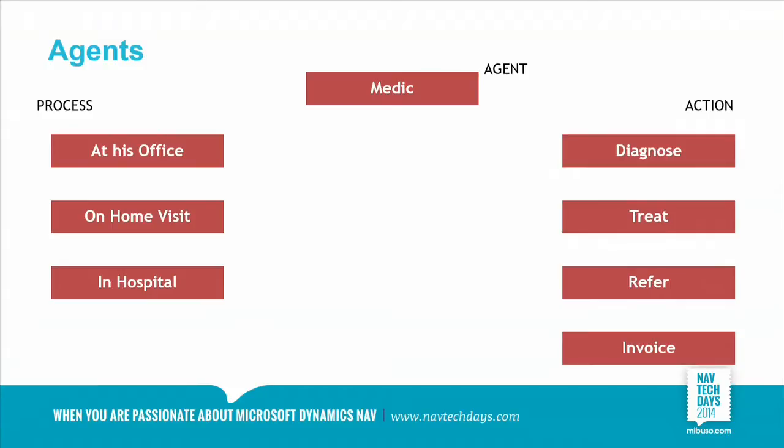If you think, I have prepared an example of a medic, and you may think of him as being a vendor, but just think of the business content first. You have a person, which I call an agent, and he has several actions that he does, and they are defined. A medic can diagnose, he can treat, he can refer you to a different medic, and he will also probably invoice you. And he does this in several processes, in several contexts. You may think of them as document types or whatever, but they are like processes. Like he does that at his office, he does that on home visit, and he does that in the hospital.